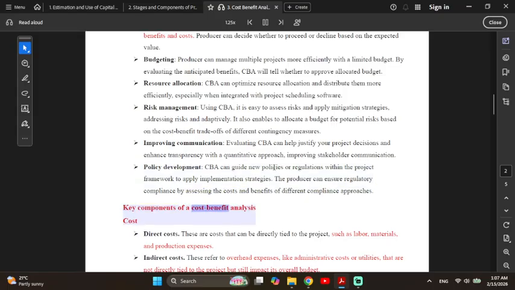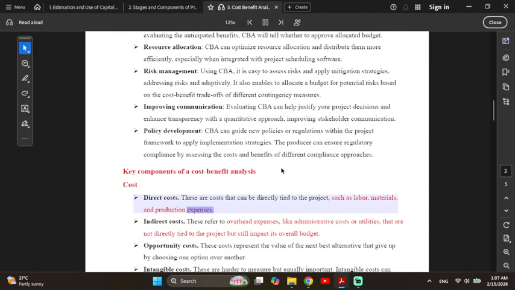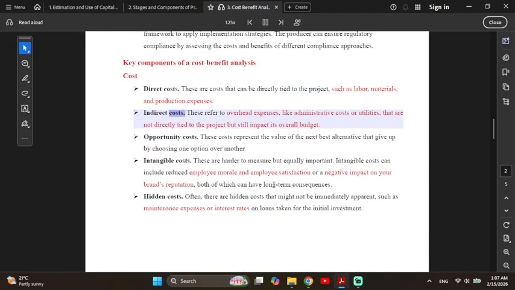Key components of a cost-benefit analysis. Cost. Direct costs. These are costs that can be directly tied to the project, such as labor, materials, and production expenses. Indirect costs. These refer to overhead expenses, like administrative costs or utilities, that are not directly tied to the project but still impact its overall budget. Opportunity costs. These costs represent the value of the next best alternative that you give up by choosing one option over another. Intangible costs. These are harder to measure but equally important.